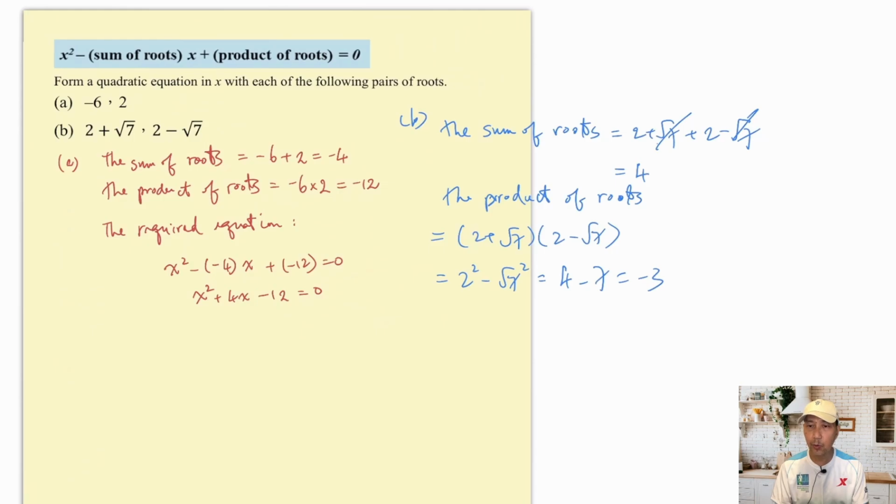Okay, we have the sum of roots and product of roots. We just substitute 4 and negative 3 into the equation. So the required equation is x squared, the sum of roots is 4. Remember, there's a minus sign before the sum of roots, so it should be negative 4x minus 3 is 0.